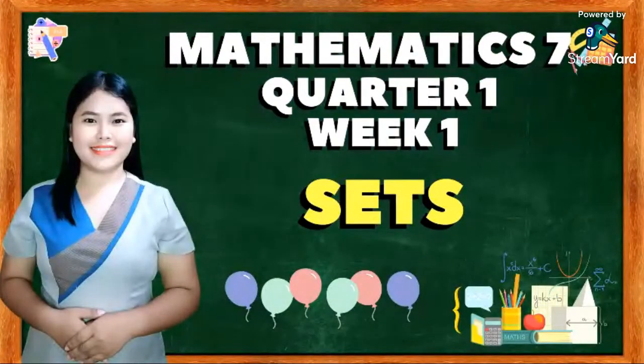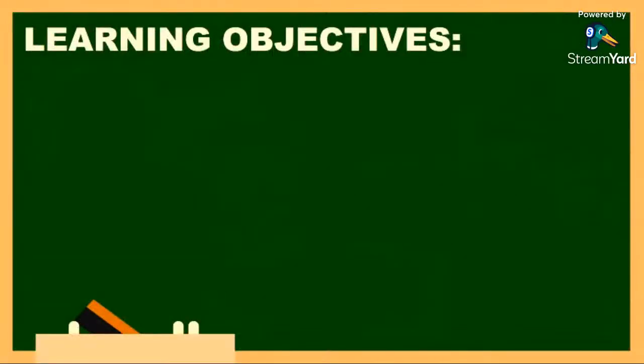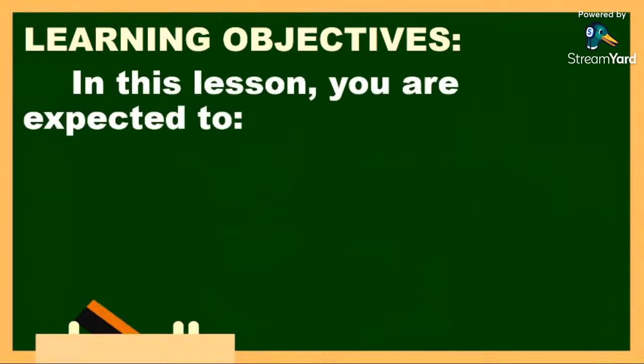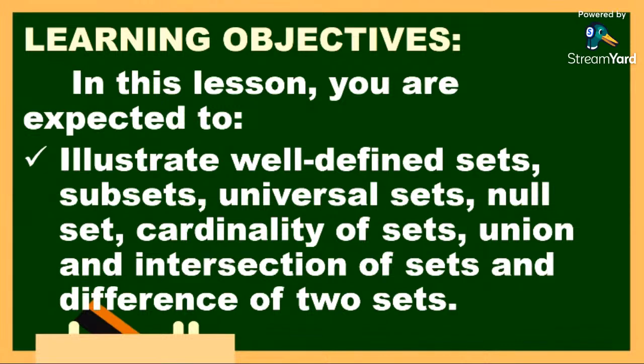Hello grade 7 students! We are now in the quarter 1 and week 1 of our school year 2022 to 2023. And our topic for today's tutorial is all about sets. Learning objectives. In this lesson, you are expected to illustrate well-defined sets, subsets, universal sets, null set, cardinality of sets, union and intersection of sets, and the difference of two sets.